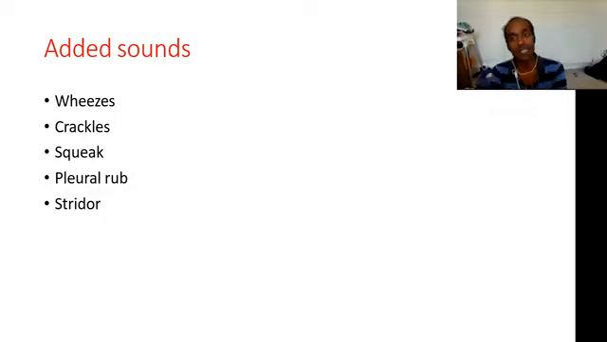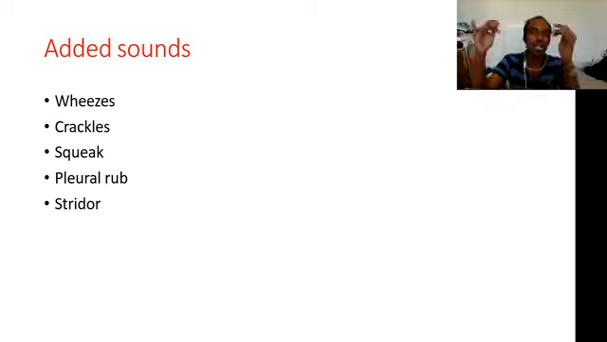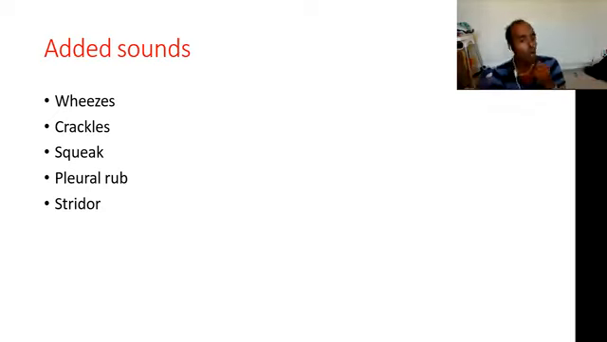Wheezes, just to refresh your memory, revise what we've discussed. Wheezes can be polyphonic or monophonic. Polyphonic is very musical, many musical notes coming in and out. Asthma is a classical example of a cause of polyphonic wheeze. Monophonic wheeze is when you get obstruction. It is a single note that you hear, or bronchial obstruction.